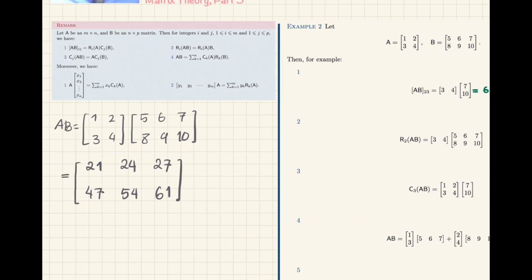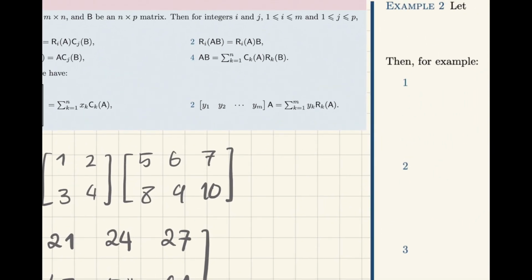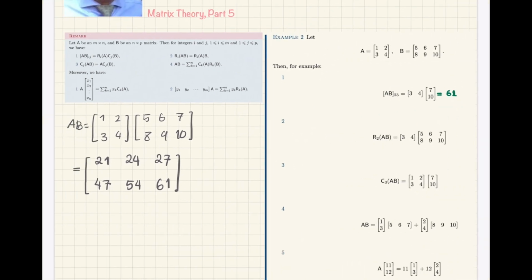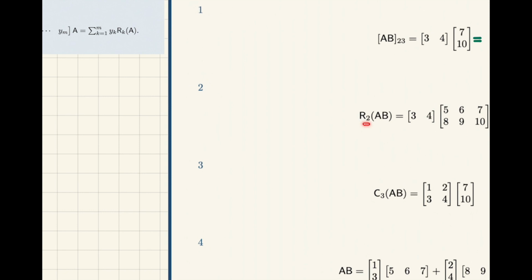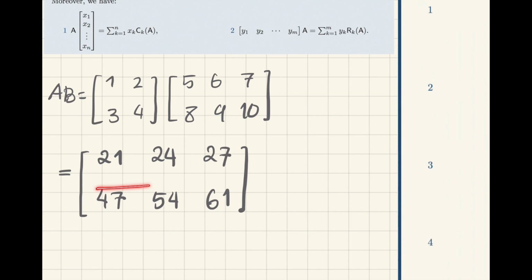Sometimes you are interested in one particular row. So for example, you are not interested in one entry, you are interested in the whole ith row of the product. If that is the case, you can choose the ith row of the left hand side but multiply it by the whole matrix B. So for example, if I ask you what is the second row of the product? You can of course read it here. It is this matrix, 47, 54, and 61.